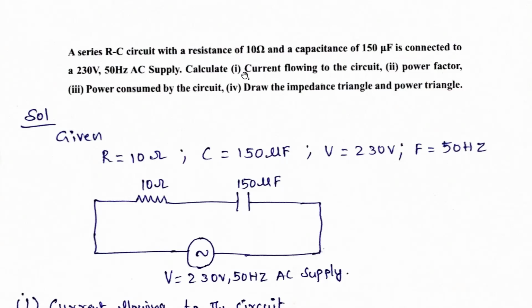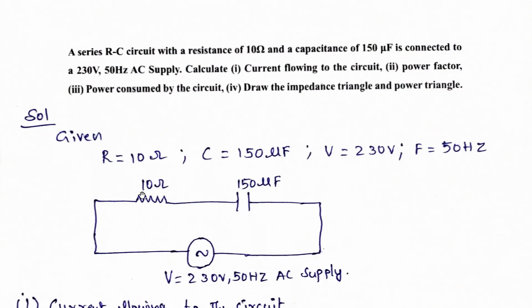So here calculate current flowing through the circuit, power factor, power consumed by the circuit, draw the impedance triangle and the power triangle. So what are the given terms? First resistance R is 10 ohms, capacitance C is 150 microfarad. So voltage V is 230 volts and frequency is 50 hertz.